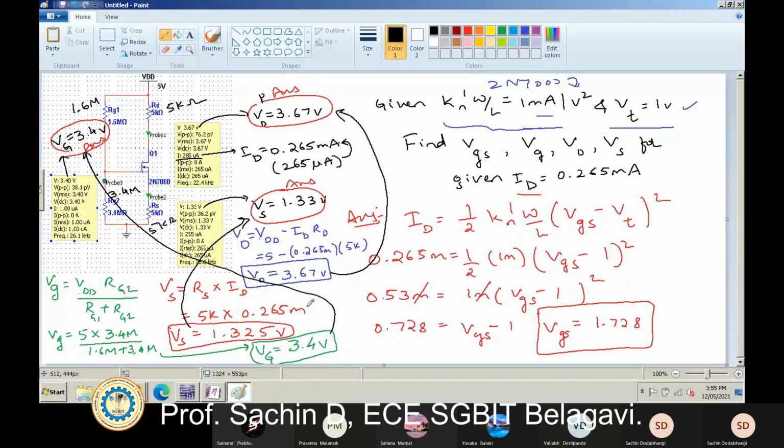Is there any doubt in this? Practically what we have performed and what we have checked at each probe, the same voltage you are getting when you do it for theory also. Is there any doubt in this design part? So theoretical values and practical values are matching, what we have done in practical. Do you have any doubts regarding practical?